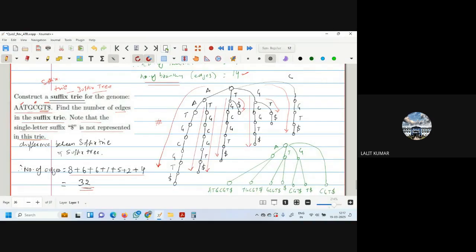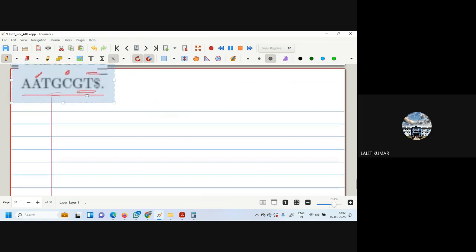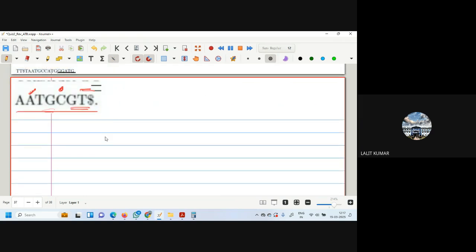So how do you do it? This is the one you have to build. So what do you do? First, how many combinations are there? AATGCGT dollar in full is there, first one. Then the second is ATGCGT dollar. Then you have TGCGT dollar. Then you have GCGT dollar. Then you got CGT dollar, GT dollar, and T dollar. These many you have to build.